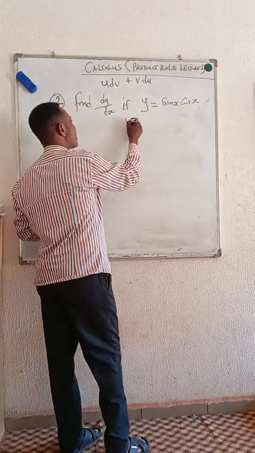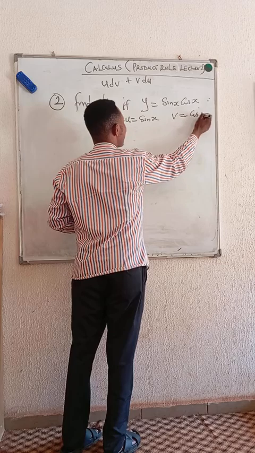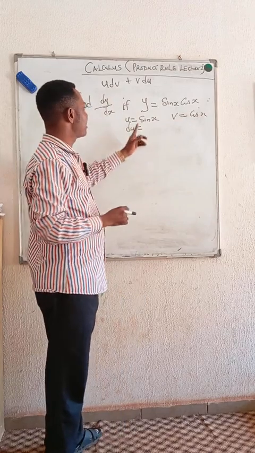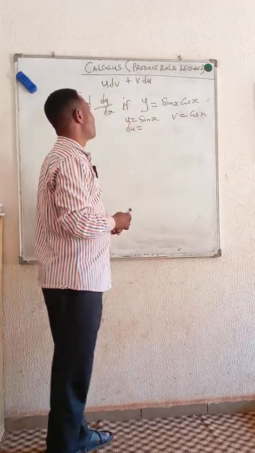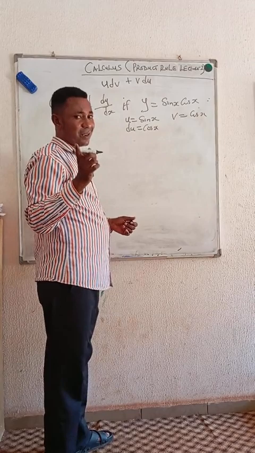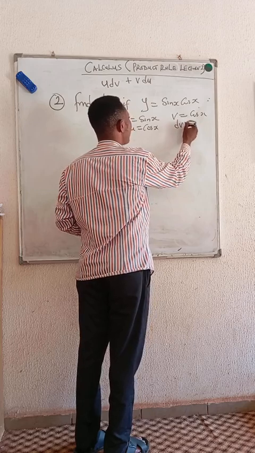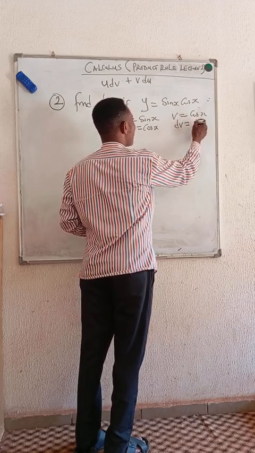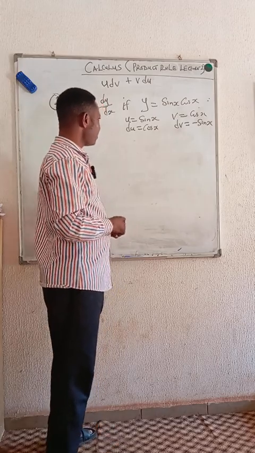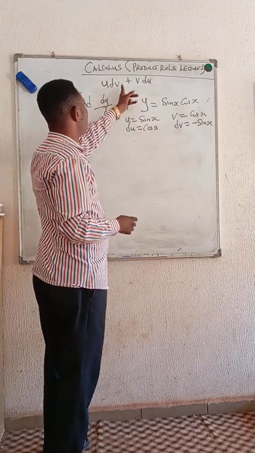Look at it. Our u should be sine x. What is my v? Cos x. Now we need du. du means differentiate this function called u. To differentiate sine x, you have cos x from standard derivative. Now, we have v to be cos x. So differentiating v, that is, differentiating cos, we have minus sine x. All right? Now, what are we going to do? We substitute this into the formula.